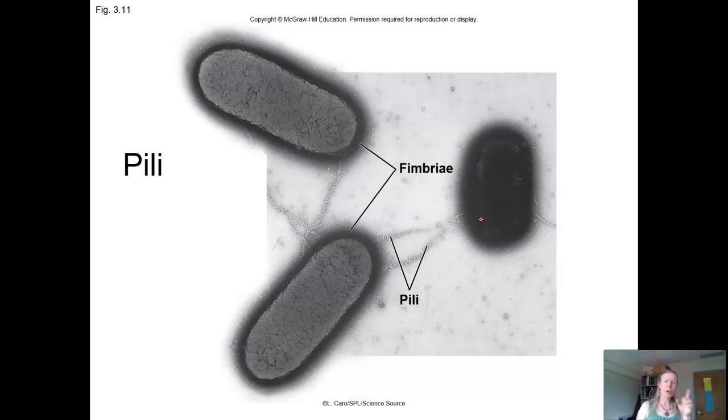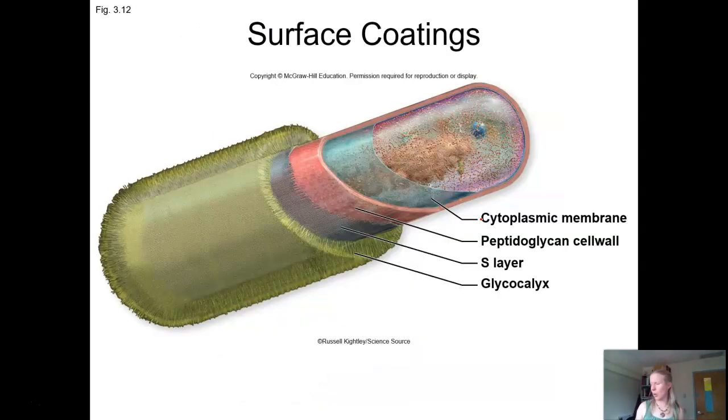Okay, so we're going to keep moving in. Those are our three appendages, right? The fimbriae, the pili, and the flagellum, totally blanking there. Okay, so those are your appendages. So we'll keep moving in a little bit here and kind of look at the surface coatings of the cell.